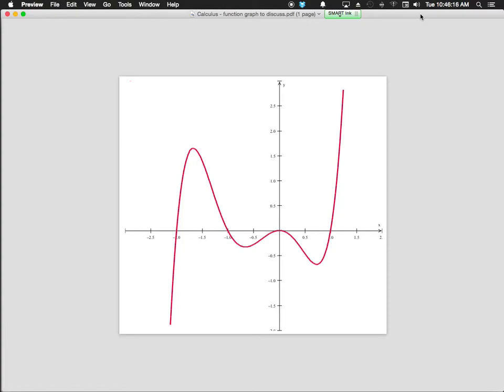There is increasing or decreasing. Where f is increasing or decreasing, and how does it tell me that? If f prime of x is positive or negative. Very good. So if f prime of x is positive, that means f of x is increasing. If f prime of x is negative, that means f of x is decreasing. So that's everything we know from the derivative graph so far.